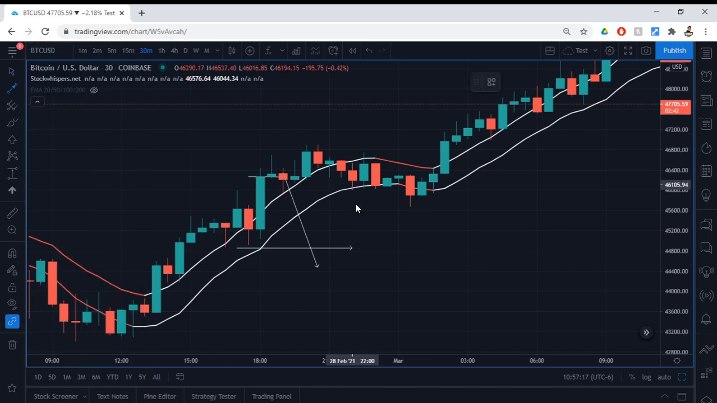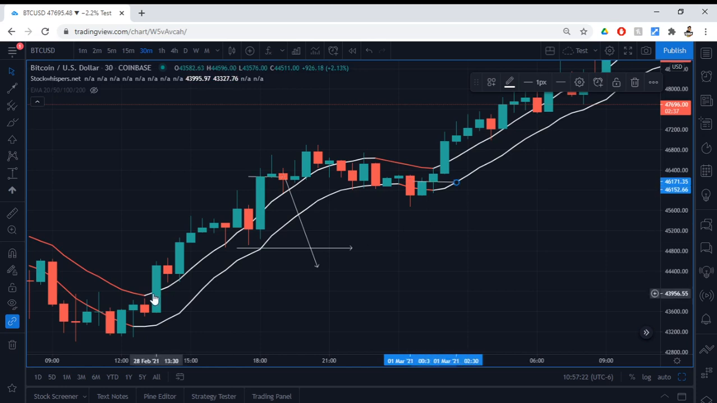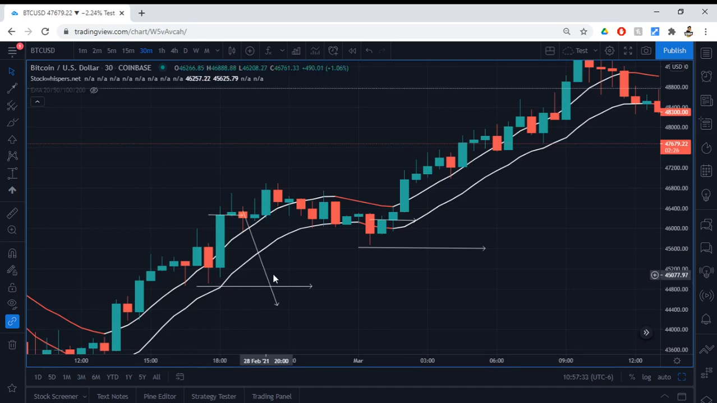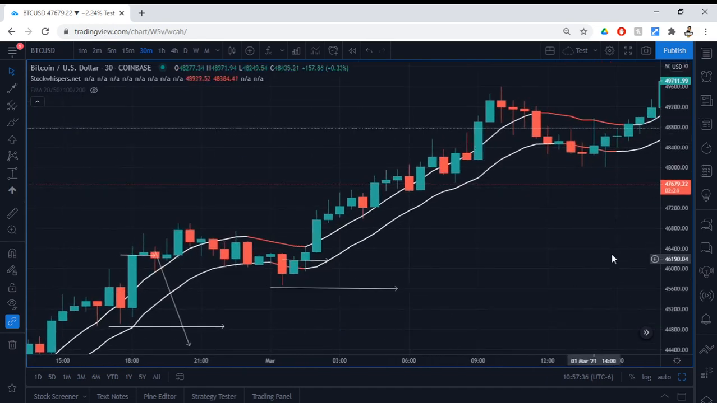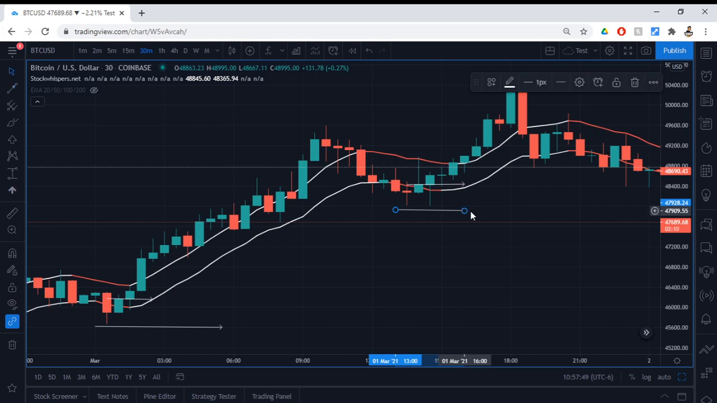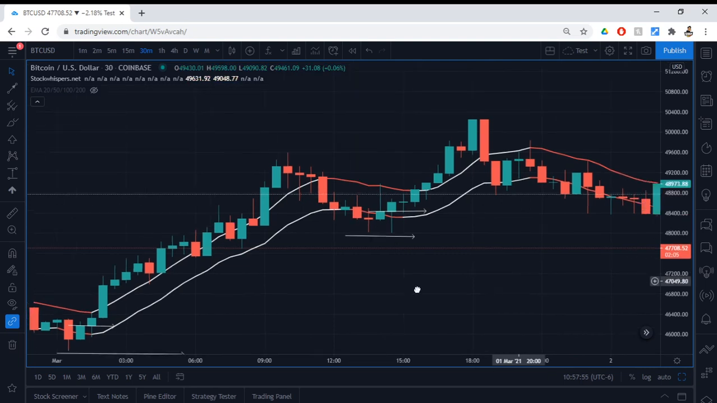Just like here, I thought this was the bottom. I got in here because we were in an uptrend. So my stop loss is here. I didn't get stopped out on that one. I didn't get stopped out on this one. Price kept going. I thought, okay, this was the bottom here, so I got in there. My stop loss is down here. I almost got stopped out, but I didn't, and price went my way.